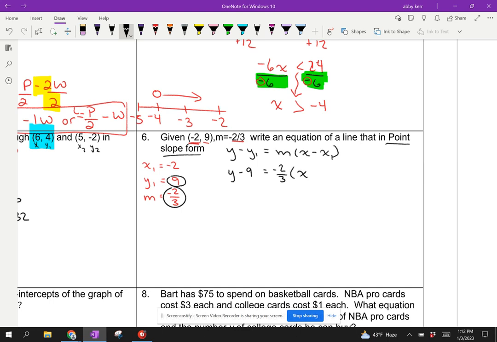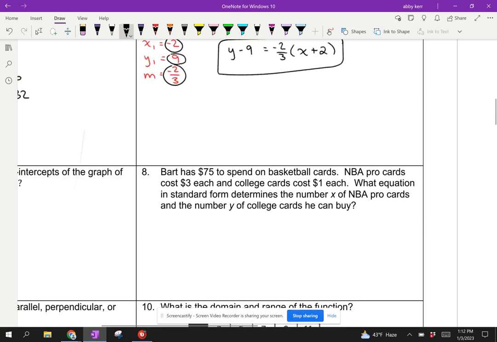Now this is where you need to be careful. We have this minus from the actual form, and then we have this negative. So minus and negative is really adding. So that's why it's plus 2. And we're not going to convert it. We don't need to convert it. It says point slope form.